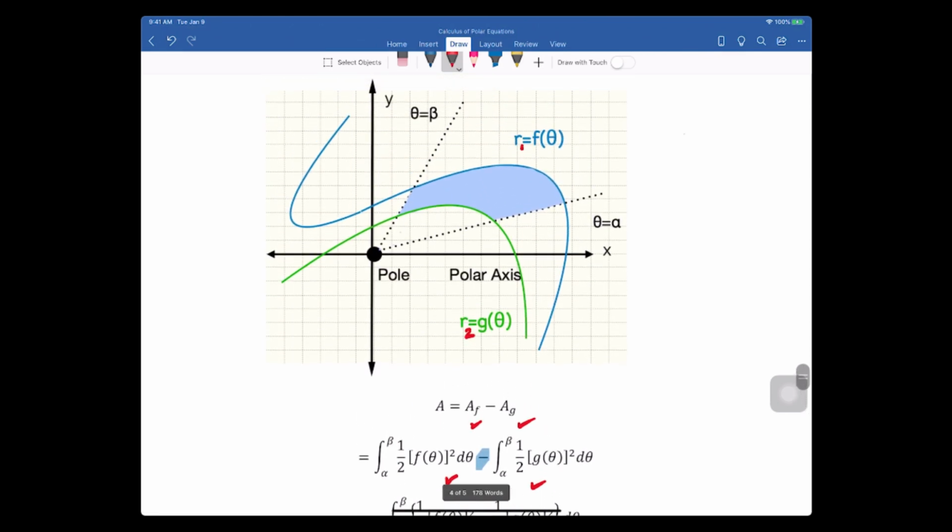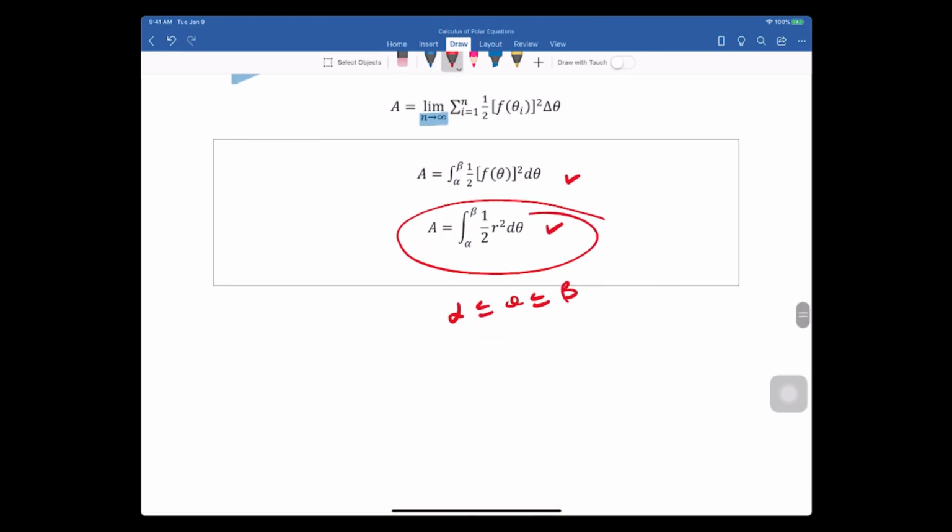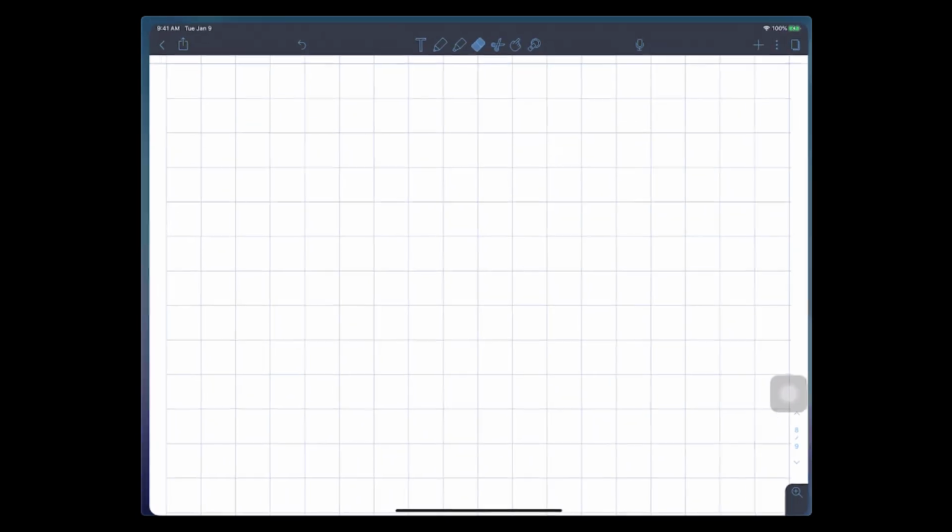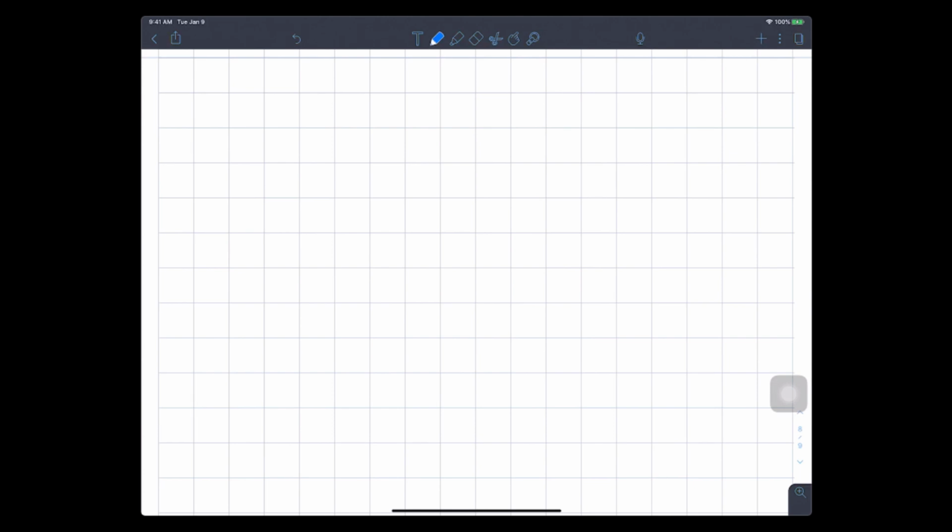And go back. We're going to start here with area under a curve between two lines that go through the origin, alpha and beta, and area is 1/2 r squared d theta. All right, so where is this? Okay, so let's say, remember, area is the integral of 1/2 r squared d theta for alpha and beta, alpha less than or equal to theta less than or equal to beta. Okay, and these are lines, alpha and beta are lines through the pole.